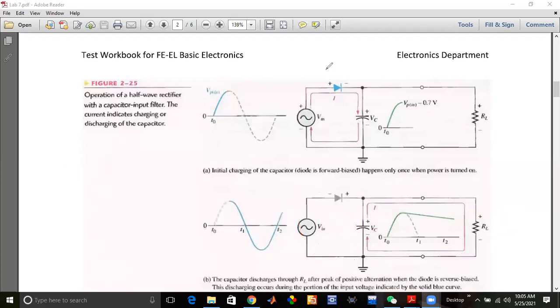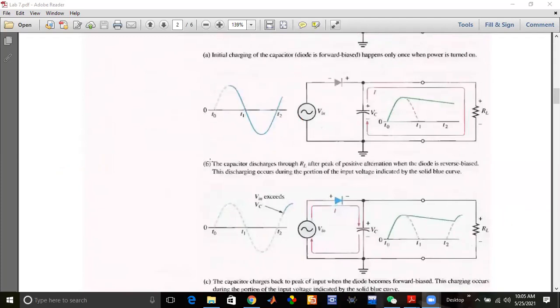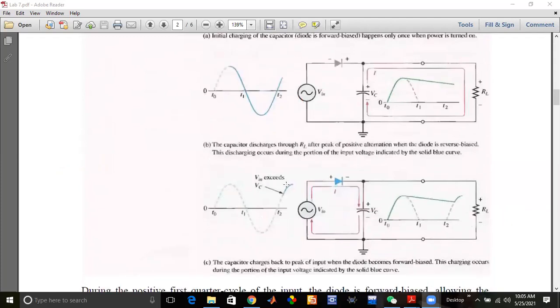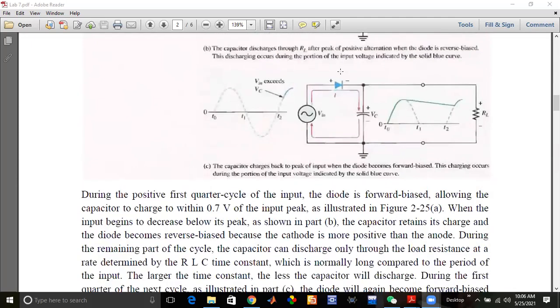So when we see here, from this portion to this it will be charged. This is the charging, and from here to here this will be discharged slowly, and from this portion to that it will be charged and then discharged. So you see that the output will be like this. If this is the input voltage and this is the output voltage, what was this the output voltage of? The half wave rectifier without filter.